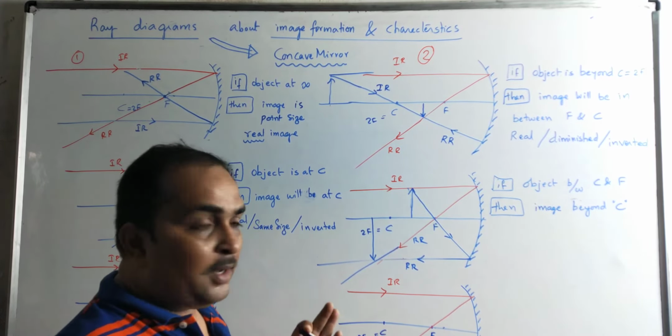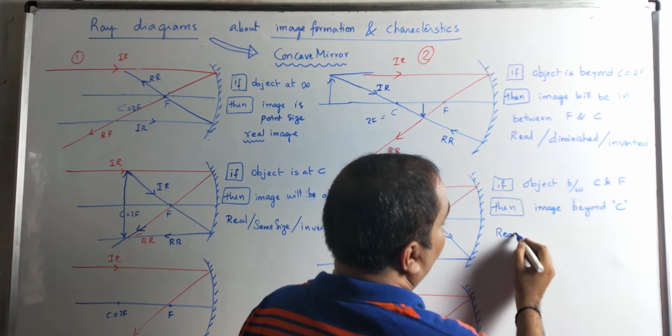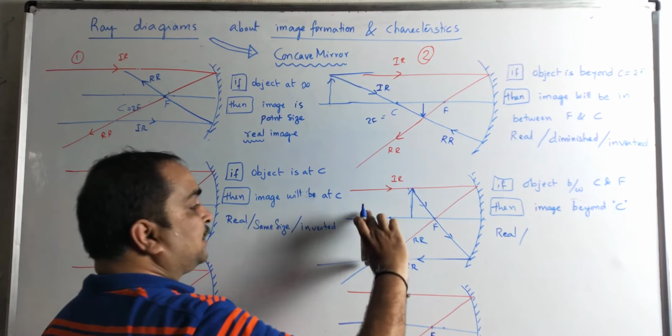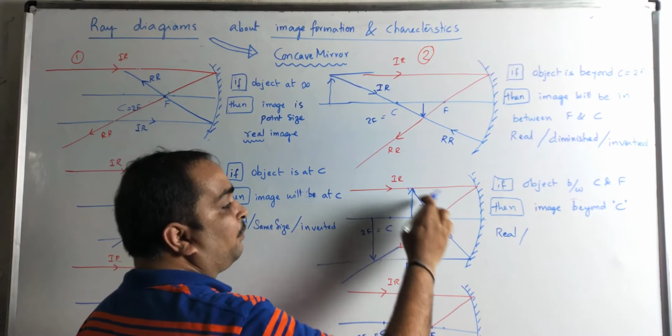Now it's real. Incident rays are meeting, so the object is real. Reflected rays are meeting, therefore the image is real. Real. Compared to this, the size is more. You can see this triangle comes. See the triangles, you can understand. Real, enlarged, you can write it, or magnified. But it is inverted again compared to this. Inverted.